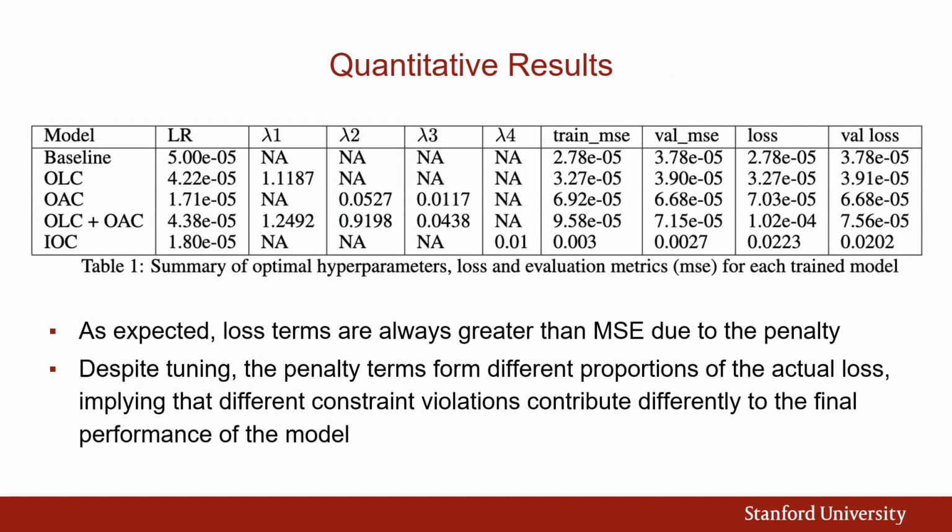After tuning the various scaling hyperparameters and independently investigating the influence of each of our penalty terms when added to the mean squared error loss, we get the following quantitative results. As expected, the loss terms are always greater than MSE due to the non-negative penalty terms that we are adding to it. But what's interesting is that despite tuning, the penalty terms form different proportions of the actual loss. For instance, in the IOC case, the penalty term forms 90% of the loss, whereas in the OLC case, the penalty term just forms 1% of the loss, implying that different constraint violations contribute differently to the final performance of the model.